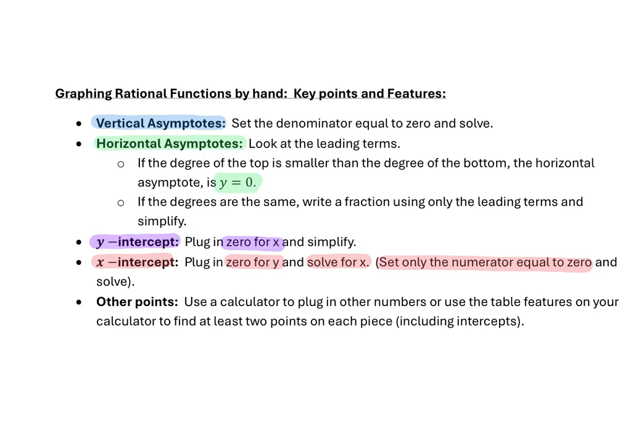The last thing that we want is to find other points. When we graph, we do want to have our intercepts and our asymptotes. And we do want to have at least one or two other points on each piece of our function. For this, you may use a calculator to plug in other numbers, or you can use the table features on your calculator to find at least 2 points on each piece. This can include the intercepts.